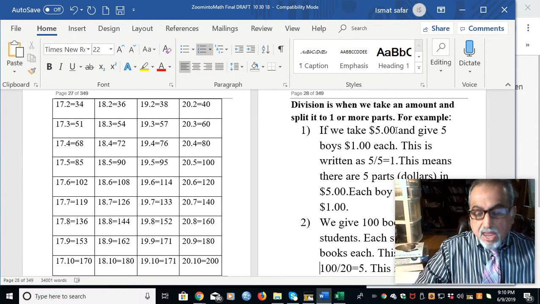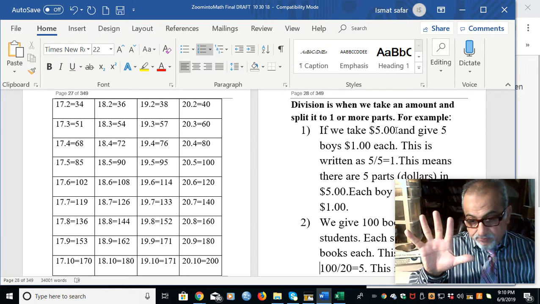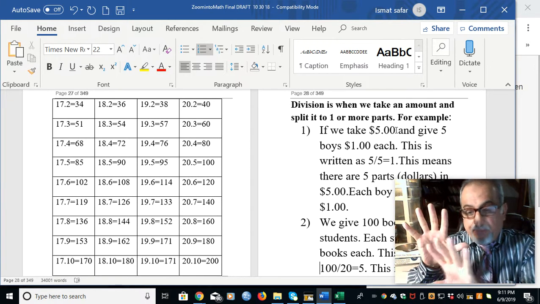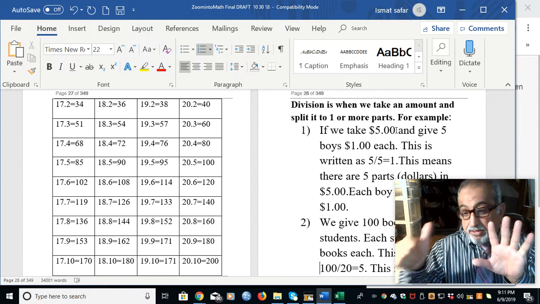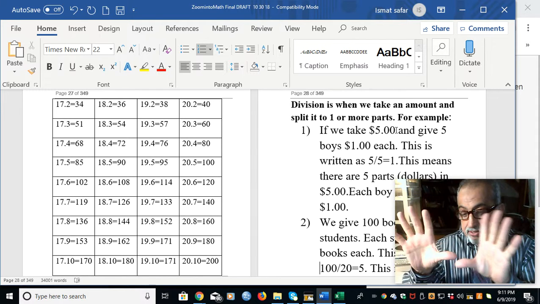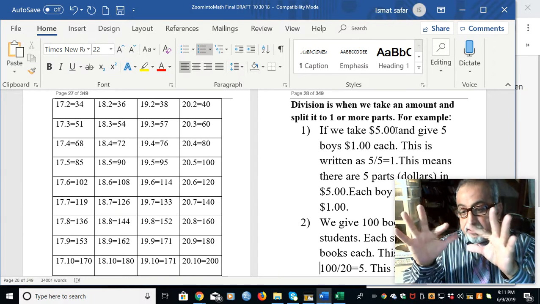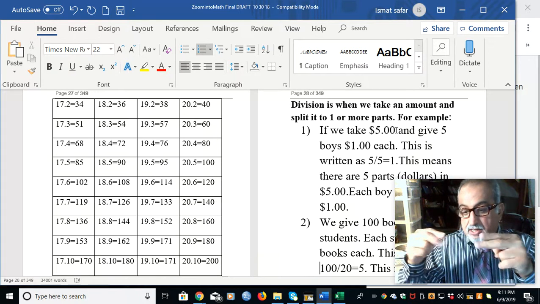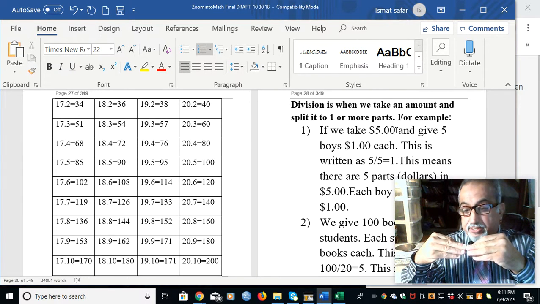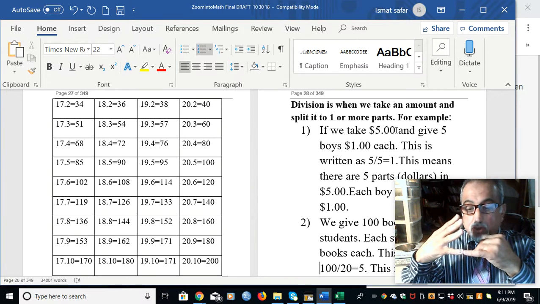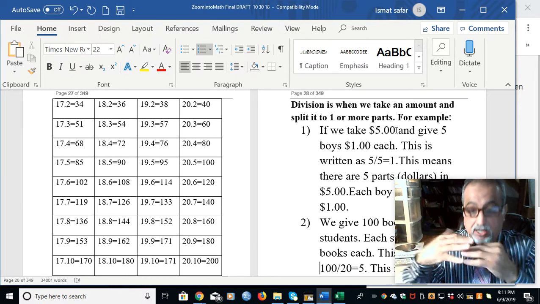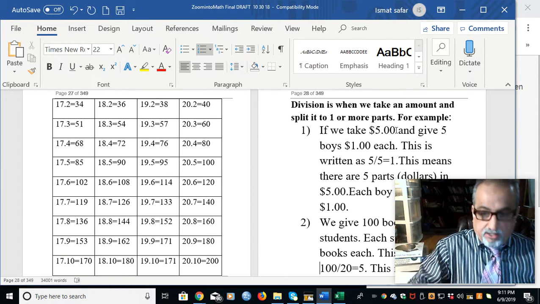How about if we have $5 and we give it to 5 people? How much will each person have? So $1 goes to this person. The next dollar goes to this person. This dollar will go to the third person. The fourth dollar will go to the fourth person, and the fifth dollar will go to the fifth person. So each person will have $1, right?